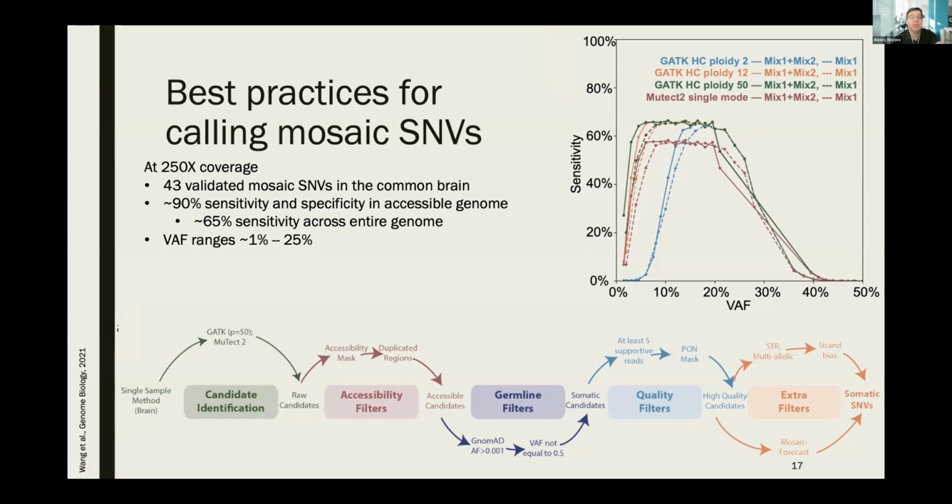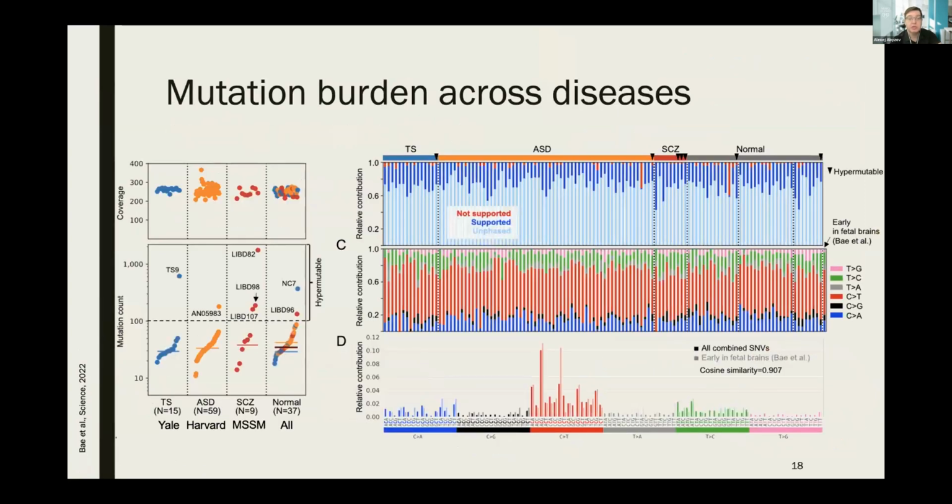Okay, so now we have this very great tool. We can take a sample, sequence it to high depth, and discover somatic mutations. Don't be surprised that this is only 43, because although I said somatic mutations are quite common at the per-cell level, those which are present in many cells are relatively rare and much fewer than the variations inherited from parents. So what did we find?